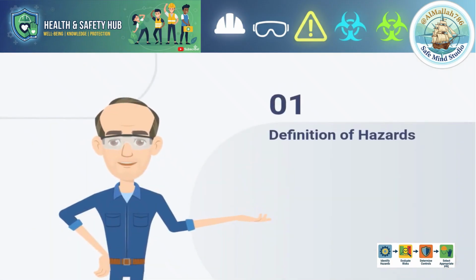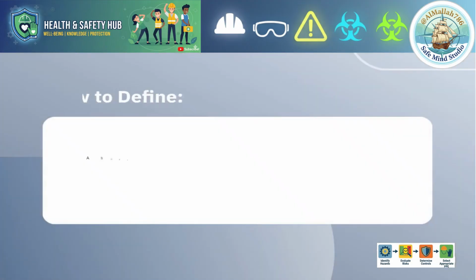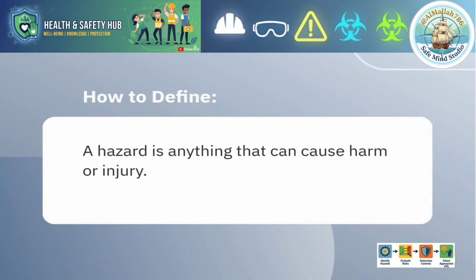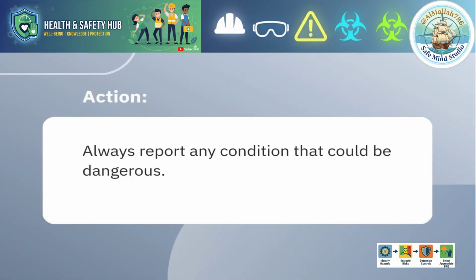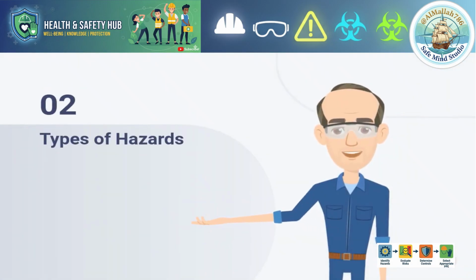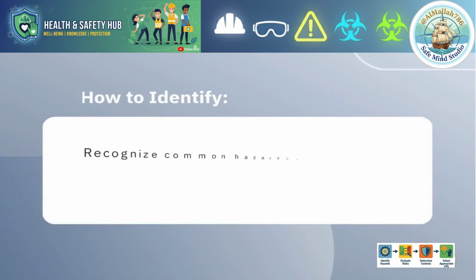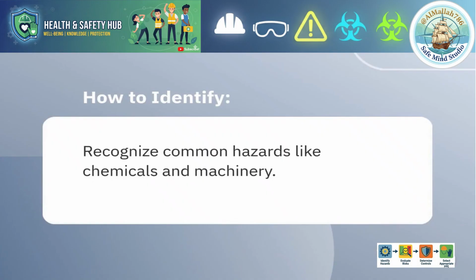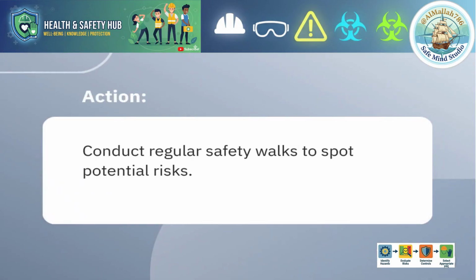Definition of hazards is essential for safety awareness. How to define: a hazard is anything that can cause harm or injury. Action: always report any condition that could be dangerous. Identifying workplace hazards protects everyone. How to identify: recognize common hazards like chemicals and machinery. Action: conduct regular safety walks to spot potential risks.